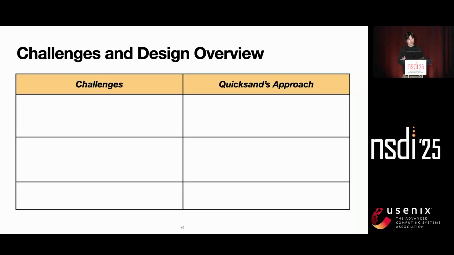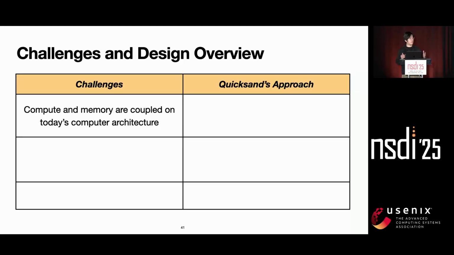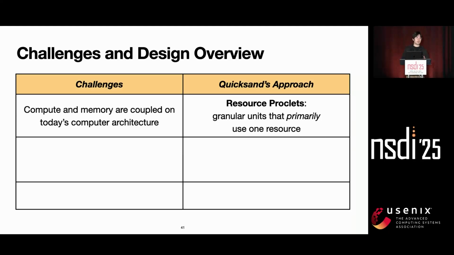Realizing Quicksand requires us to solve three main challenges. First, how do we actually decouple compute from memory, given our computer architecture today, where data and instructions are tightly intertwined? To address this, Quicksand proposes resource proclets, which are granular units that primarily, but not exclusively, use one resource.